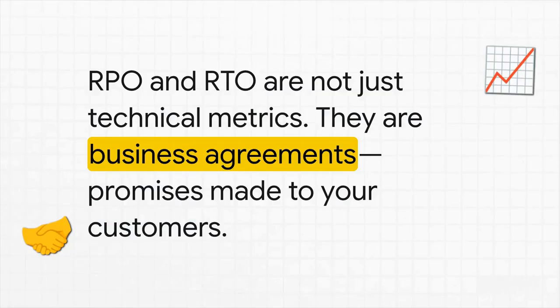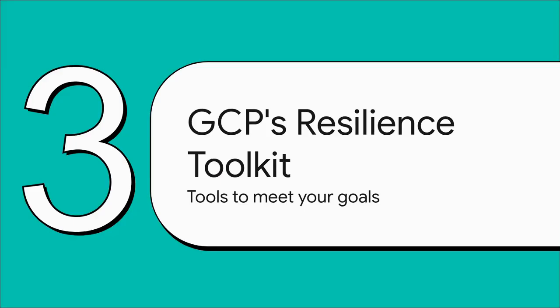And here's something that's so important to get. RPO and RTO, they aren't technical metrics that the engineering team just pulls out of a hat. No way. They are business agreements. They're promises you've made to your customers and stakeholders. So defining them isn't about tweaking a config file. It's about having a serious conversation with the business side of the house. Okay, so we've got our business objectives locked in.